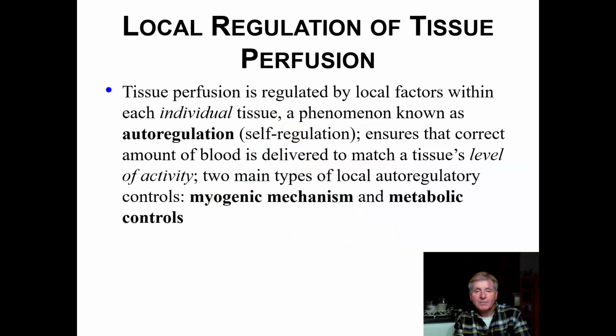So there are 2 mechanisms that help. Tissue perfusion is regulated by local factors within an individual tissue, and that phenomenon is called autoregulation. There are 2 types of autoregulatory controls, myogenic and metabolic.